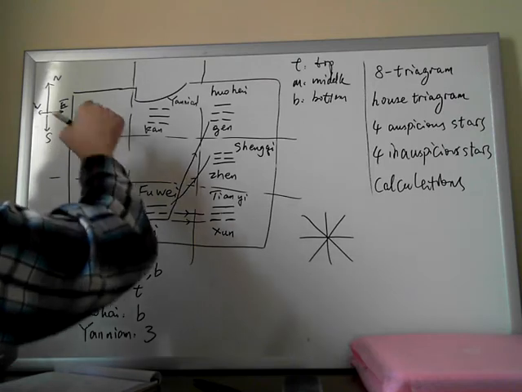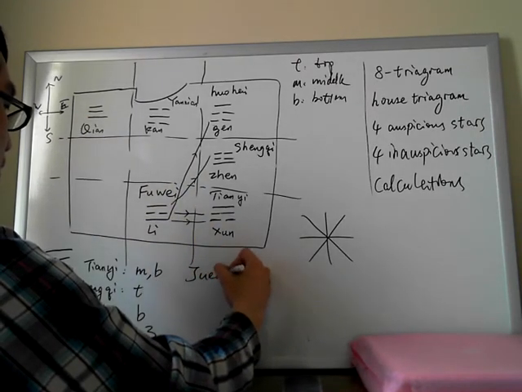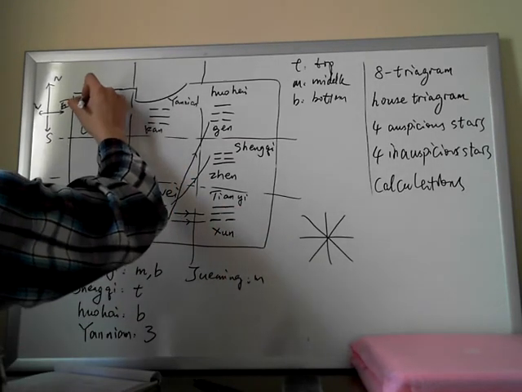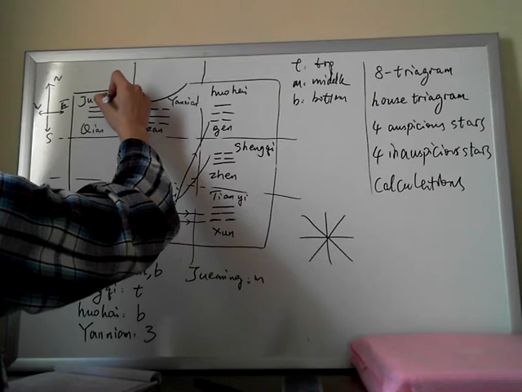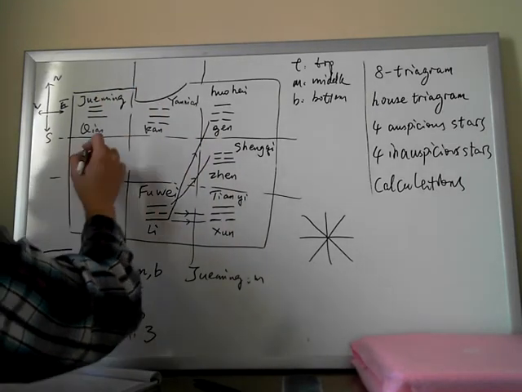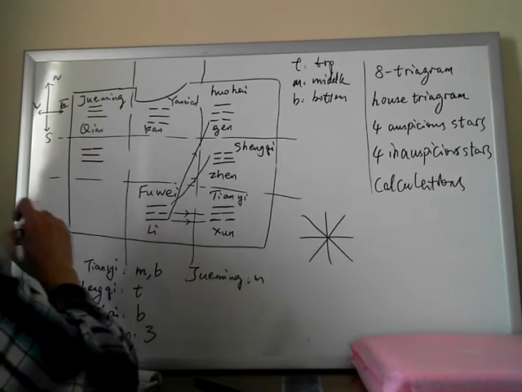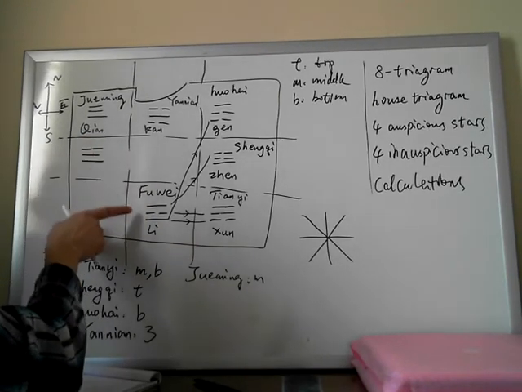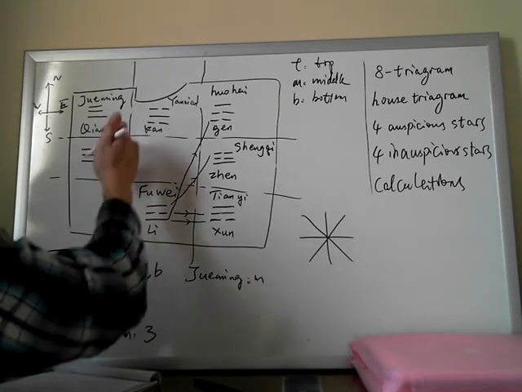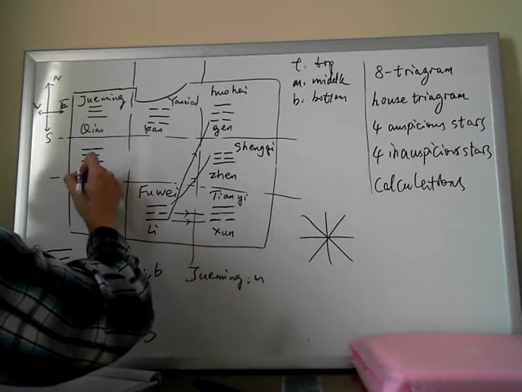And only the middle line changes. That's Juming. Only the middle line changes. And this is west. West is like this. So the change would be the middle line and the top line. This is Dui.